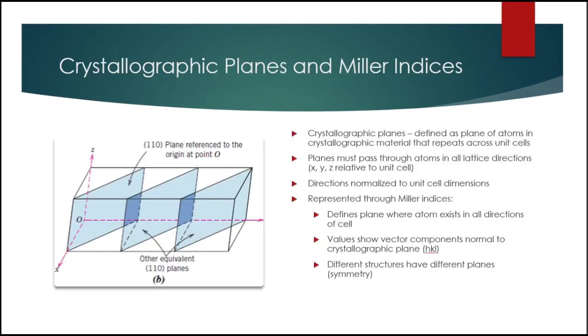Now that we know the different cubic structures, we're able to talk about crystallographic planes and Miller indices. A crystallographic plane is defined as a plane of atoms within some crystallographic material that repeats across unit cells. Recall that a crystallographic material is defined as being a material whose atoms are regularly spaced over a large atomic distance, and so these planes represent intersections along which we can see the spacing of these atoms.